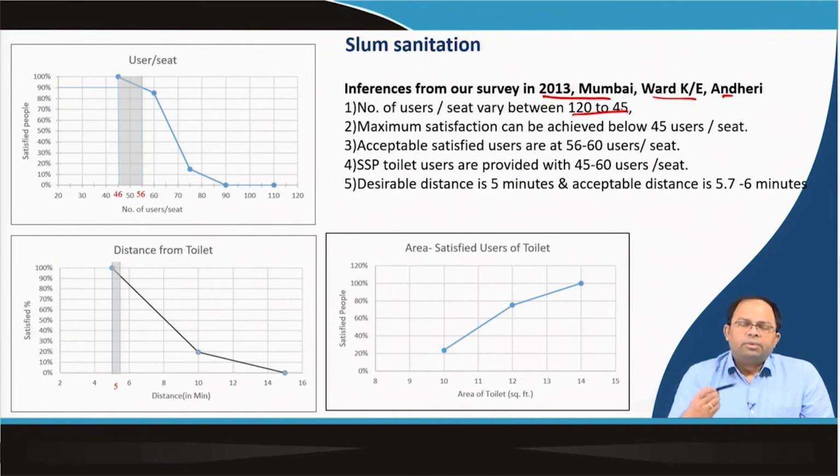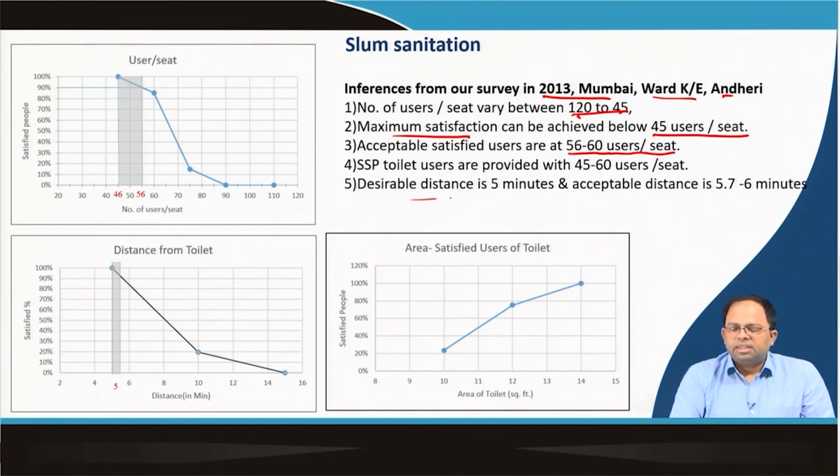But when people were asked at what levels they were comfortable based on the use time, we found that around 45 users per seat is the ideal number, whereas the existing values in some cases were pretty high, like 120, but in some cases we also find 45. Acceptable, satisfied users are at 55 to 60 users per seat. So, this is maximum satisfaction, but people would accept around 60 users per seat, they are more or less okay with that particular design.